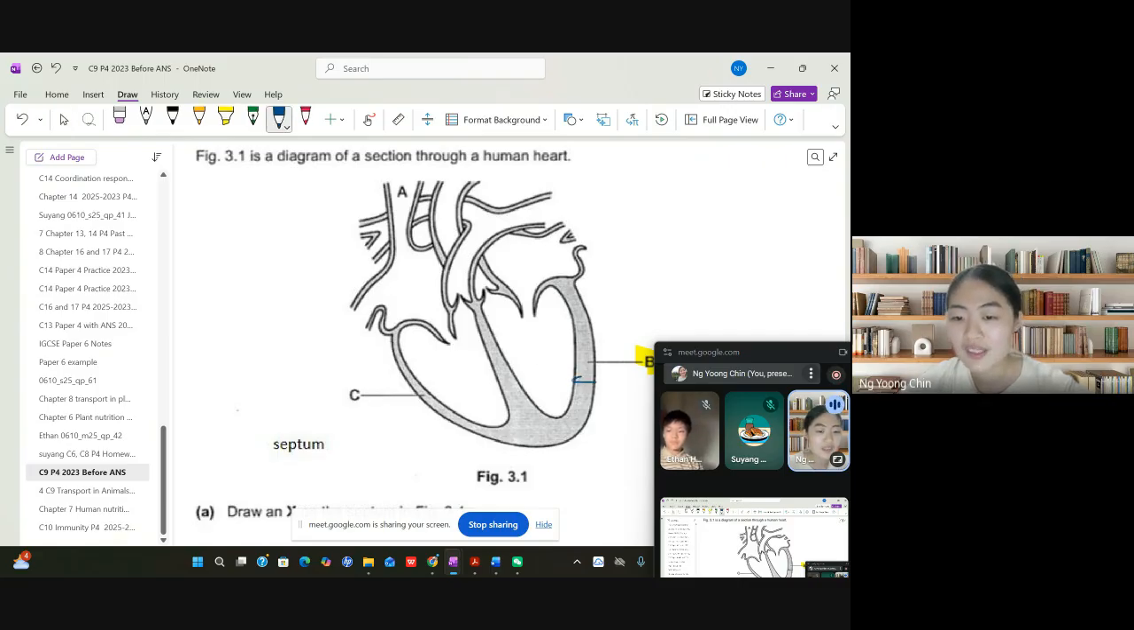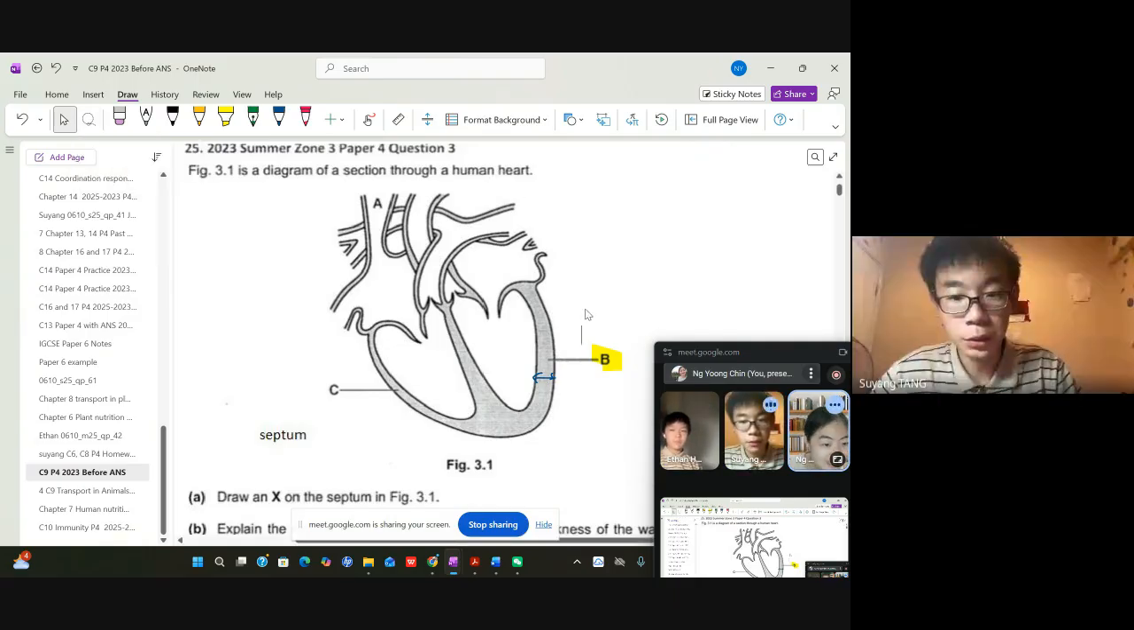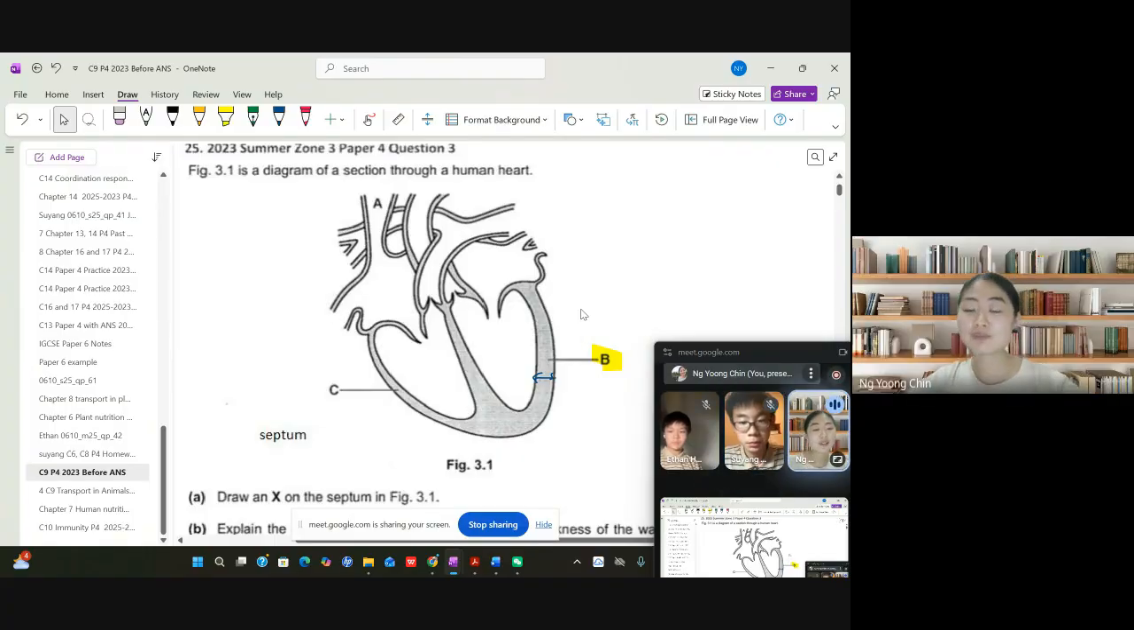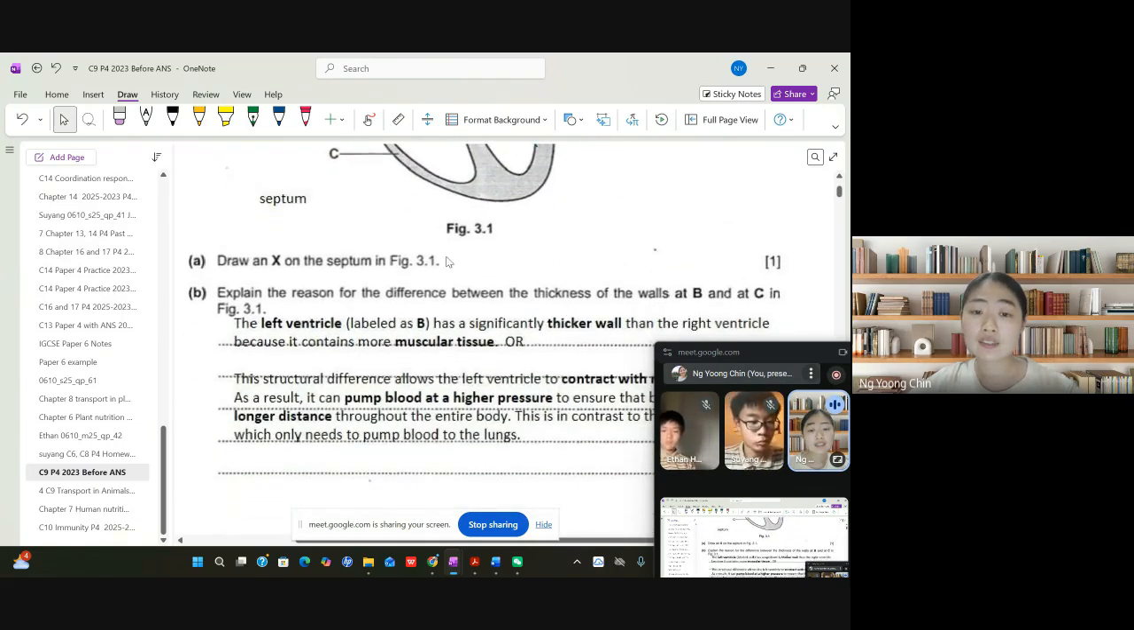You see the wall? Yes, what's the answer? Is B the left ventricle or the right ventricle? Left ventricle. Yeah, it's the left ventricle, because it has a thicker wall. So you should explain the reason. Explain why the left ventricle is thicker than the right ventricle. It's because it has a thicker wall.